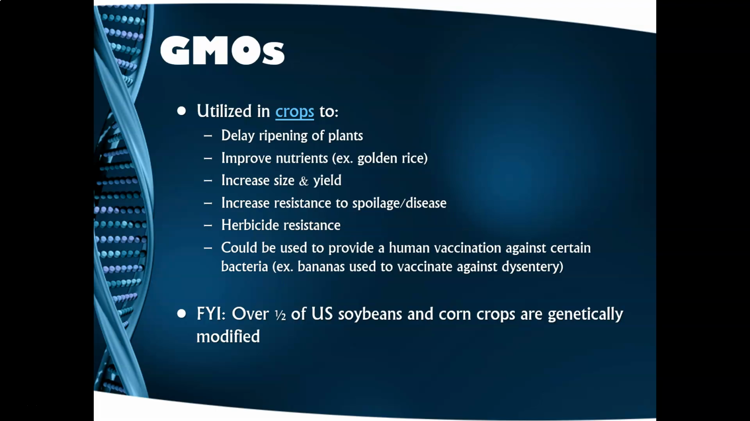Improving nutrients. If you've ever come across the golden rice, this is a pretty common one that was being utilized in third world countries. So, vitamin A deficiency is a big problem in those third world countries. It's not a nutrient that they typically get in their food, and as a result, you need that vitamin A for your eye production.